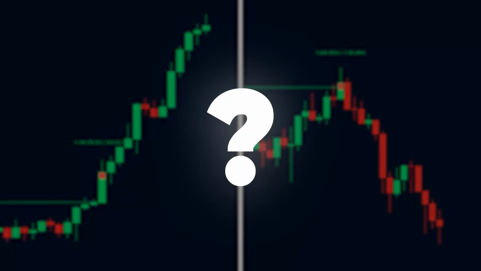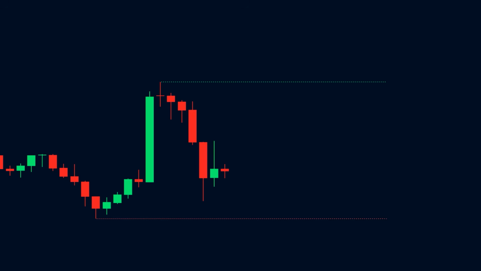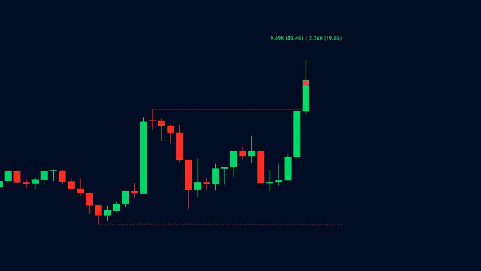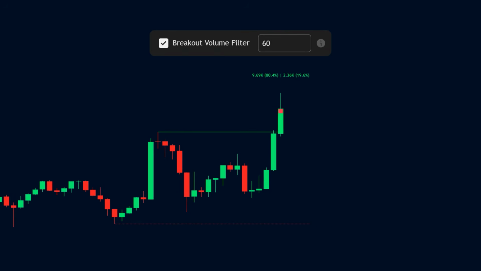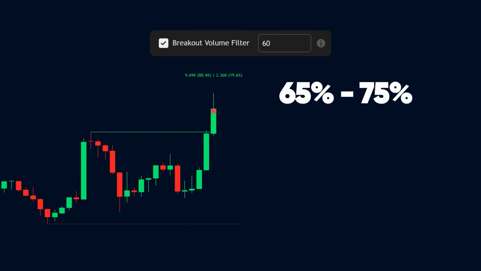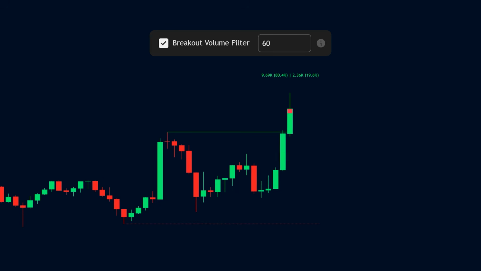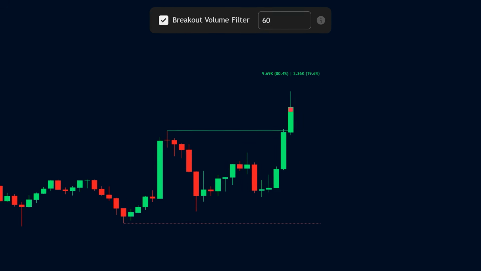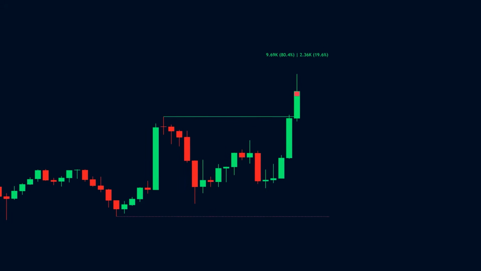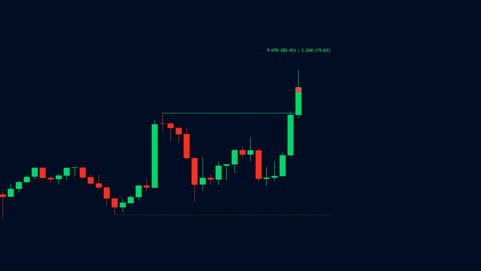So, how should this be used? First, identify structure using swing highs and lows. Second, wait for a breakout. Third, evaluate dominance. For stricter filtering, enable the breakout volume filter and set a threshold that matches the trading style. Conservative traders may require 65 to 70% dominance. More aggressive traders may accept lower thresholds. This approach can also be combined with trend analysis, higher time frame bias, or liquidity zones. The key point is that this indicator doesn't replace structure, it strengthens it.